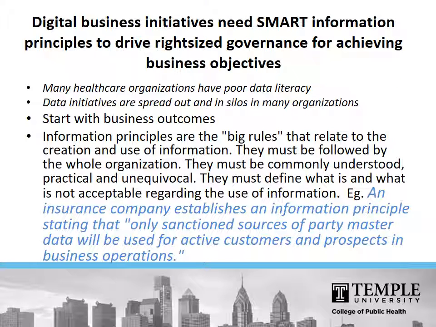So Gartner, which is a leader in helping organizations determine what they should do when they're looking at new systems, says that digital business initiatives need SMART information principles to drive right-sized governance for achieving business objectives. SMART stands for specific, measurable, attainable, relevant, and the T would be for timely. So there should be some type of time base in that metric.